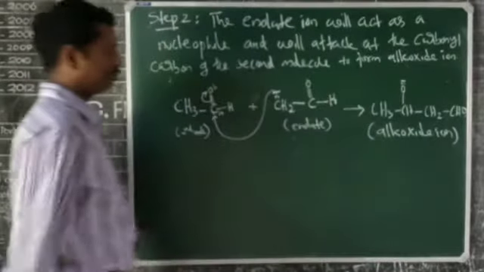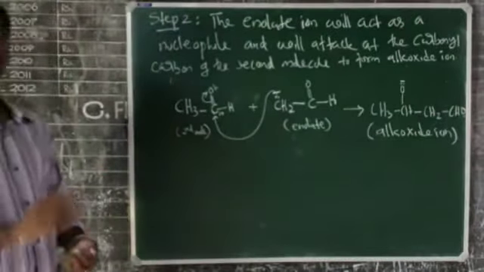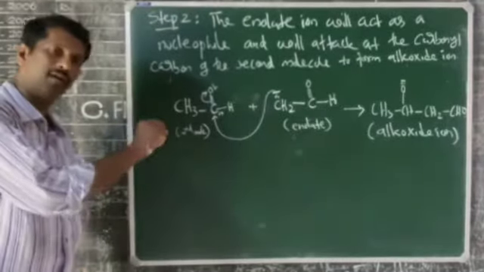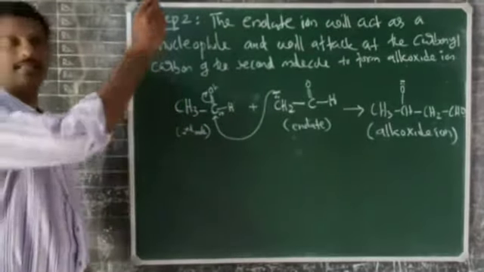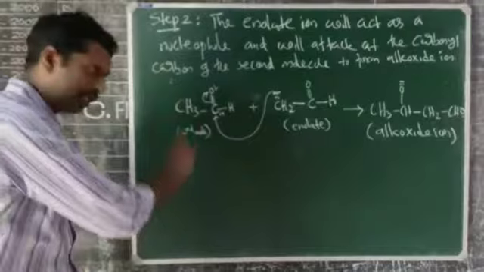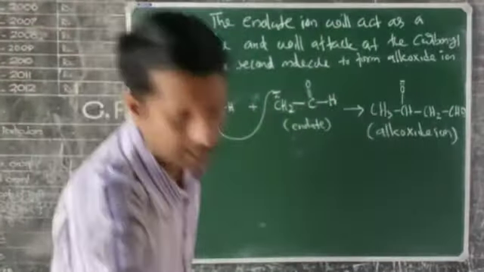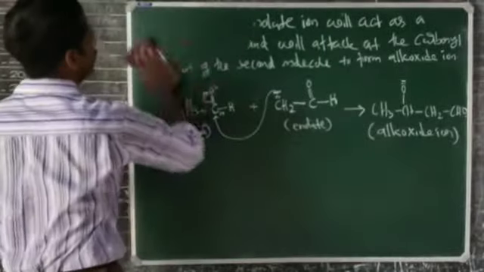This is the second step. The enolate ion will attack the second molecule of the aldehyde, or if you take a ketone, it will attack the second molecule of aldehyde or ketone, and then it will change into alkoxide ion. This is the second step. Now step 3.